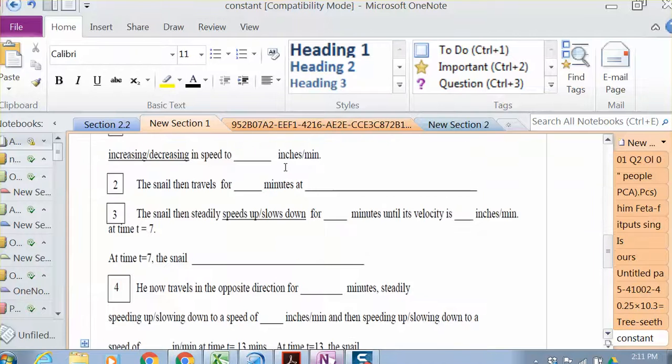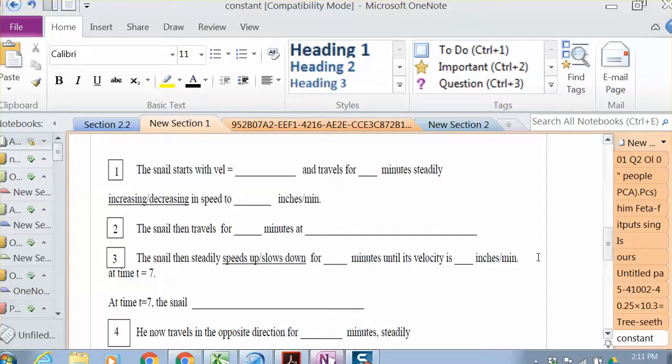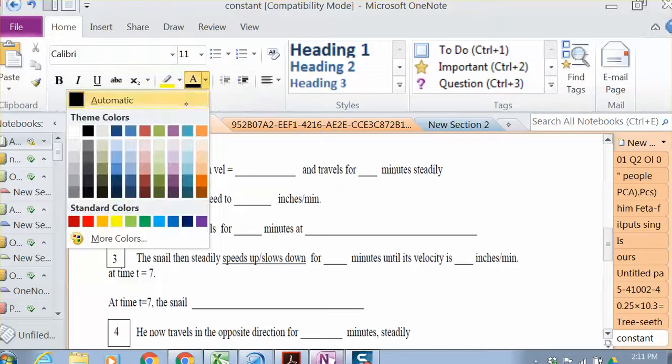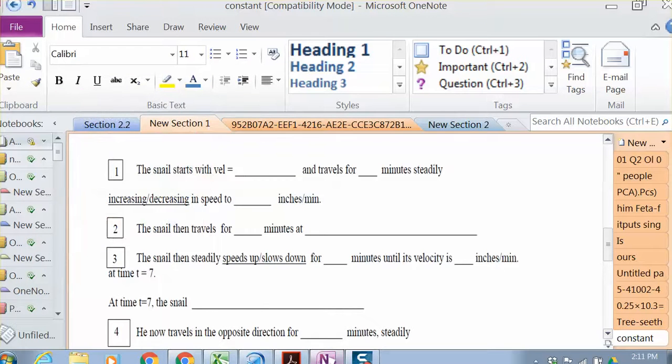So let's look at this stuff here. I think we may have filled this out before. So the snail starts with what velocity? It starts at 0 actually, inches per minute. And then it steadily increases in speed for how long? For 2 minutes until it gets to what? Until speed of 4. Very good.